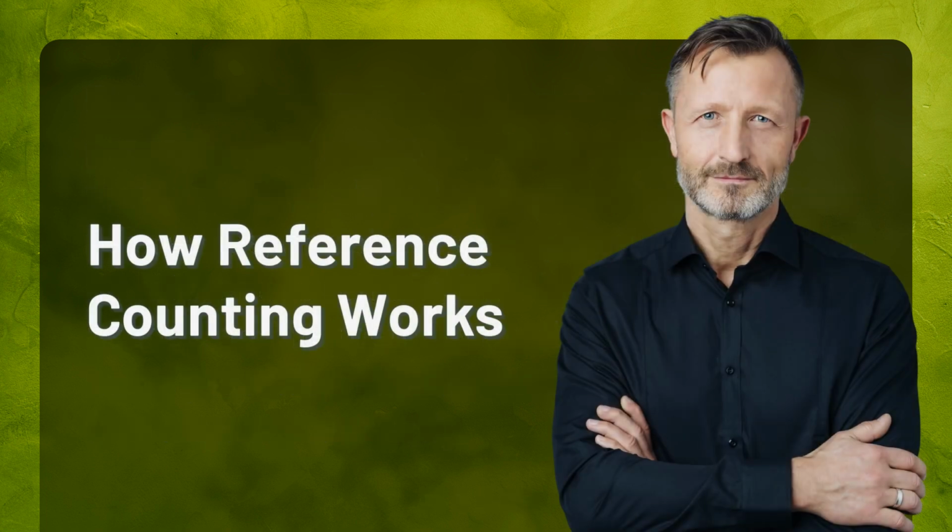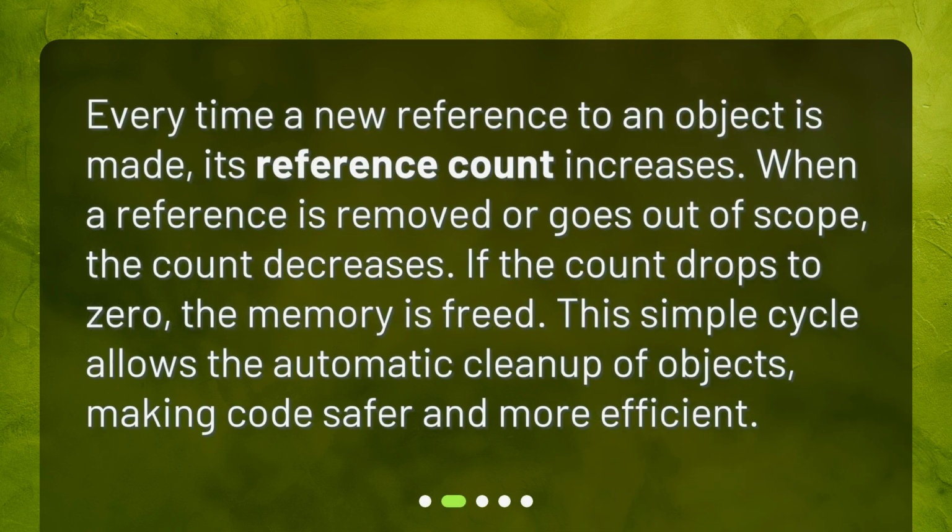How reference counting works? Every time a new reference to an object is made, its reference count increases. When a reference is removed or goes out of scope, the count decreases. If the count drops to 0, the memory is freed. This simple cycle allows the automatic cleanup of objects, making code safer and more efficient.